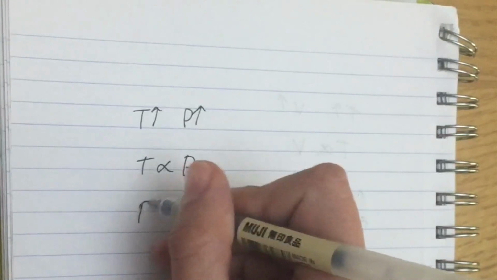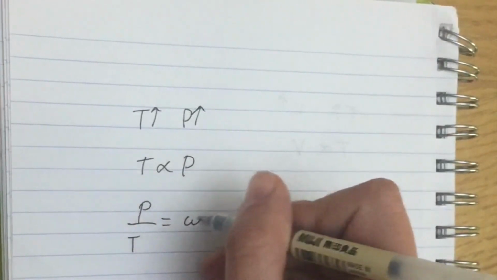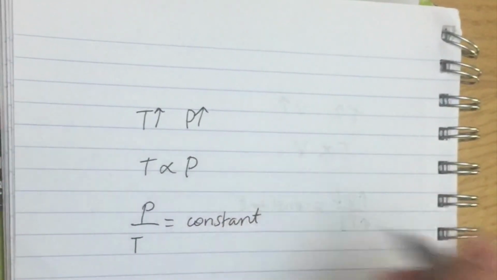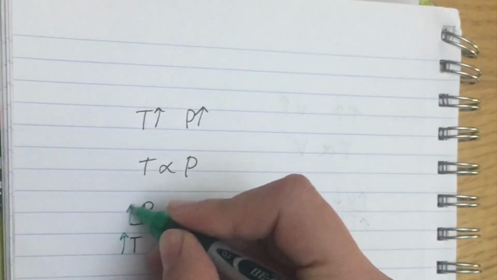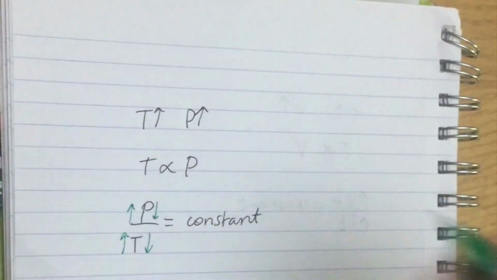And now, with T and P, whenever T increases, P increases as well. So we can say that T is directly proportional to P, and we can also say that P over T is constant. Whenever T increases, P has to increase. Whenever T decreases, P has to decrease.